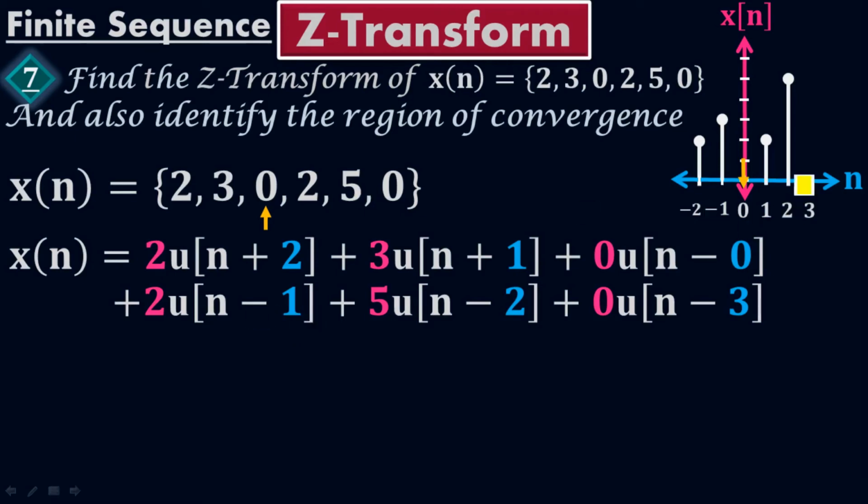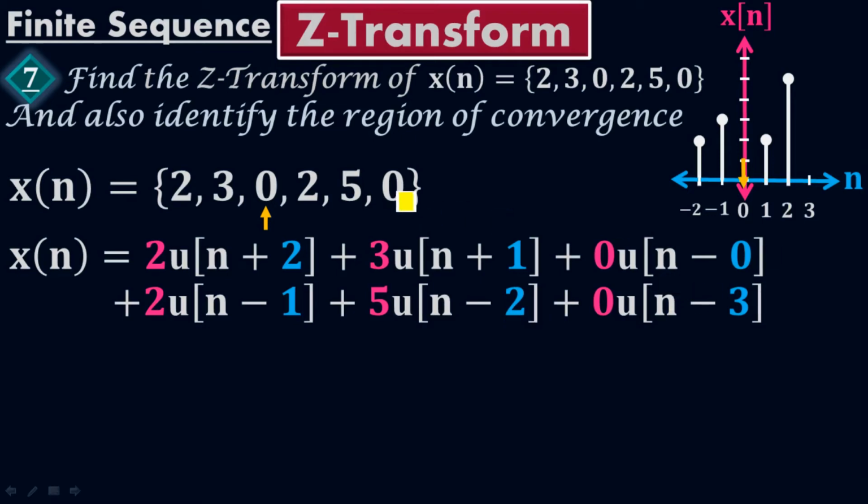For this sample, the magnitude is 5. 1, 2, 3, 4, 5. It makes the point 5 along the y-axis. So put the 5 magnitude as it is and then times u of n minus 2. Why minus 2? Because n equals positive 2. Therefore, you're going to put n minus 2.